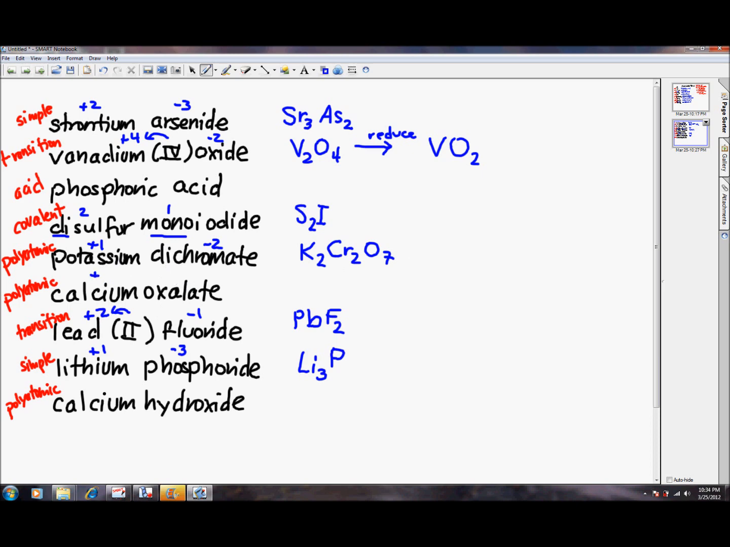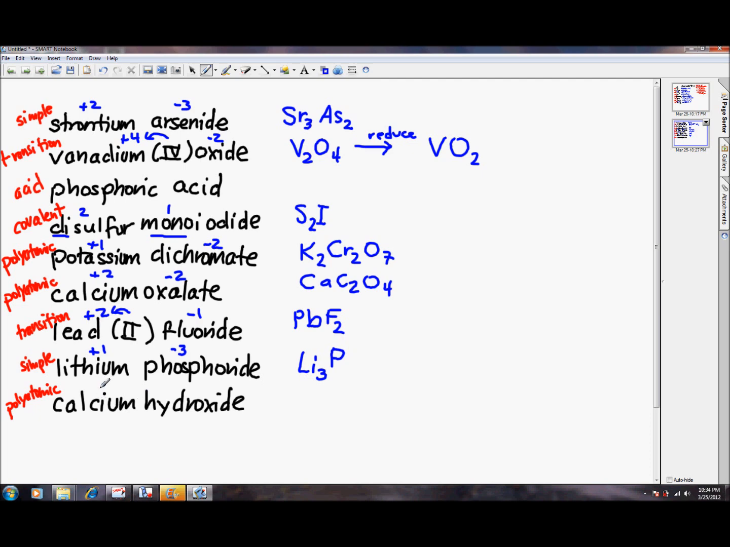Okay, next one, calcium oxalate. Calcium is +2. You look up oxalate in the back of your periodic table. It's C2O4, but the whole thing still has a -2. These two are going to cancel each other out. So all you're going to do is just write 1 calcium and 1 oxalate.